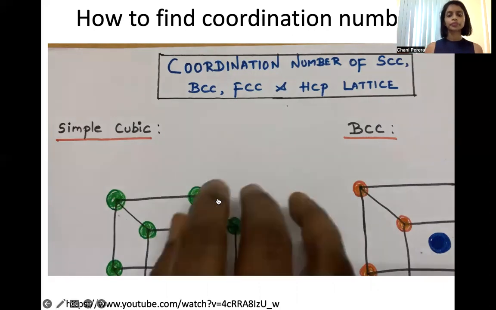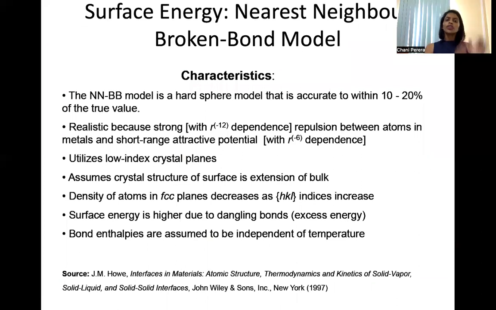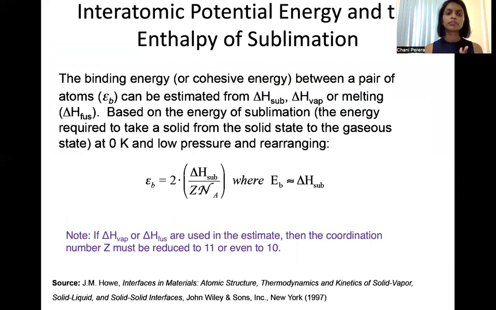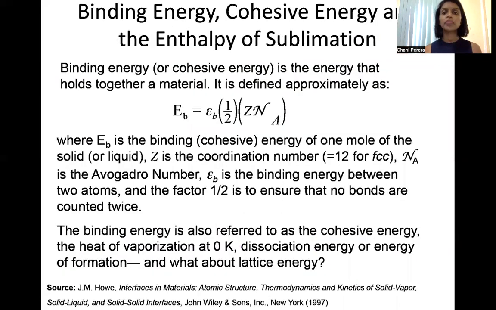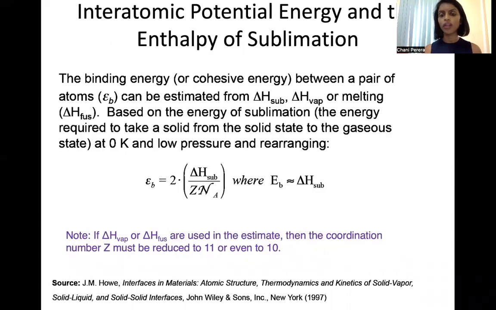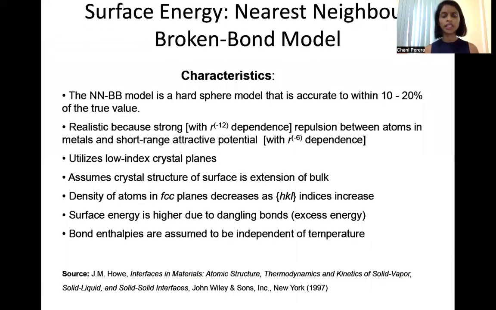Right? So we talked about the interatomic potential, and then we talked about the enthalpy of sublimation, binding energy, cohesive energy, and all. And where are we heading to, right? We are going to come up with a way to find the surface energy. We are still at the surface, right? So we need to find a way or a model to find out the surface energy.